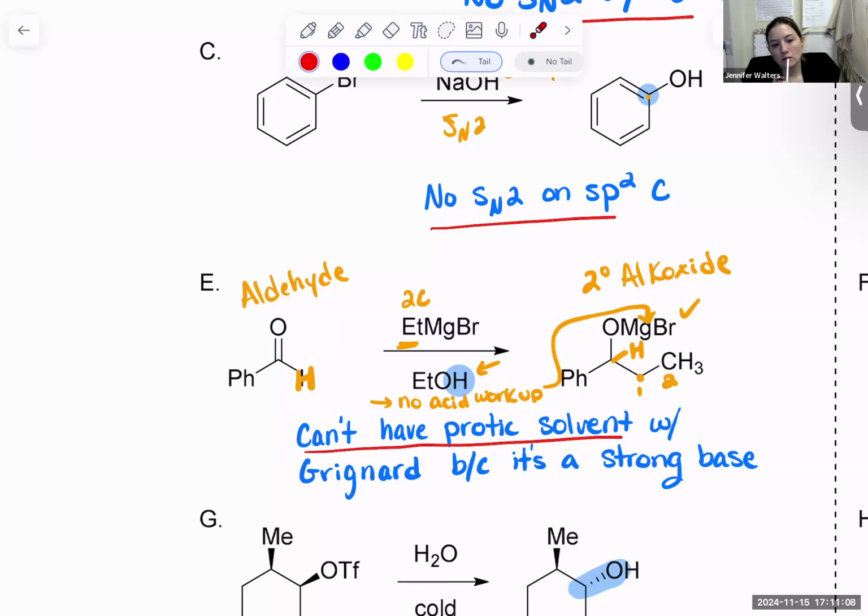If you just circled the solvent, then that got you 1 point because it didn't say what the error was. The error was that it's a protic solvent. Having a solvent isn't a bad thing. Having a protic solvent, that's the bad thing with the Grignard because it's a strong base. Any questions about E?